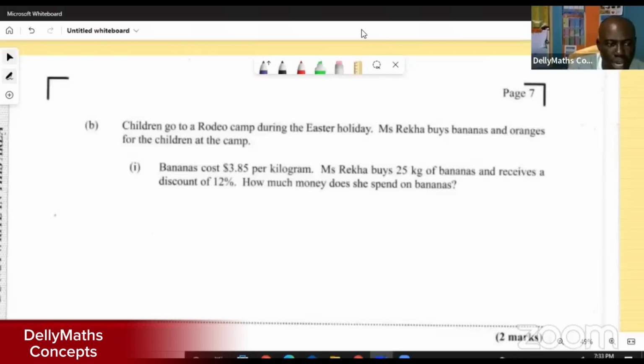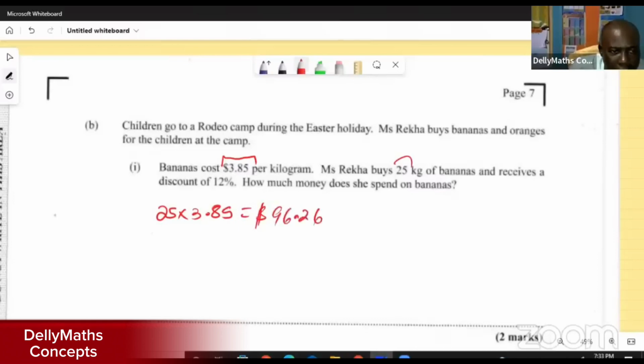Well, what we can do is to say, all right, it is $3.85 for 1 kilogram, and she bought 25. So we're saying that you could say, guess what? This is 25 times $3.85, right? So that is the straight up money without discount or anything. That's the straight up money that would have cost her for all of that.